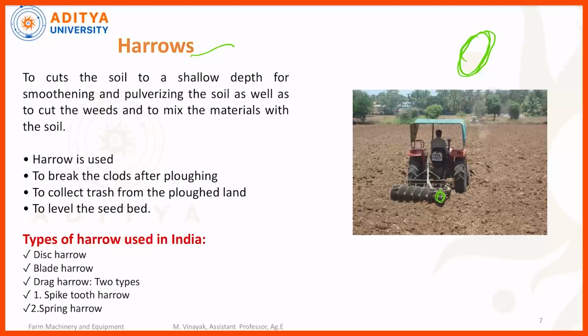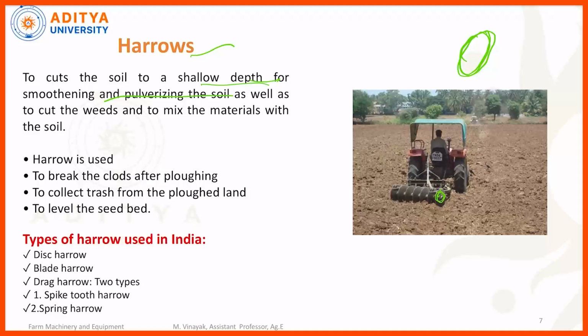It cuts the soil at a shallow depth for smoothing and pulverization of the soil, as well as cutting the weeds and mixing them with the material. If all the equipment listed above does this, it fulfills the objective of a secondary tillage implement: it can cut the soil at a shallow depth, smooth and pulverize the soil, as well as cut the weeds and mix them into the soil.